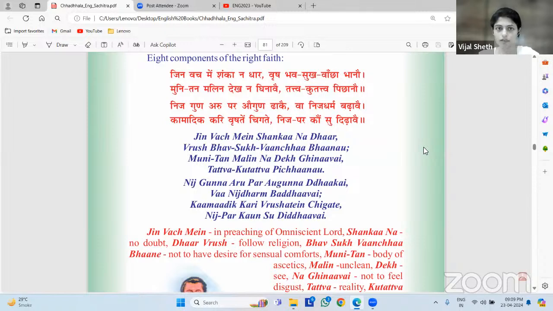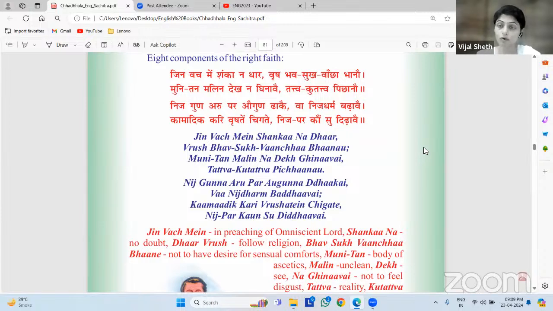We have covered four. Now the fifth one. Nij gun aru par avgun dhake va nij dharma badhave. Nij gun means what? He does not praise himself. First thing is that he does not get involved in his own self praise, like how influencers do today. They praise themselves all the time on social media. Samyak Drashti Jiv avoid any kind of self praise.